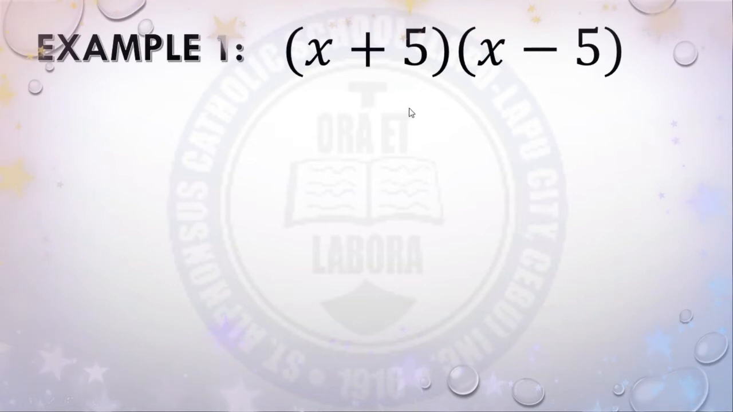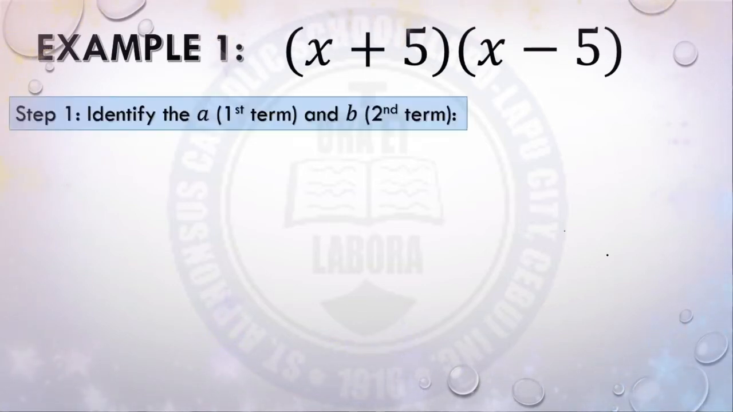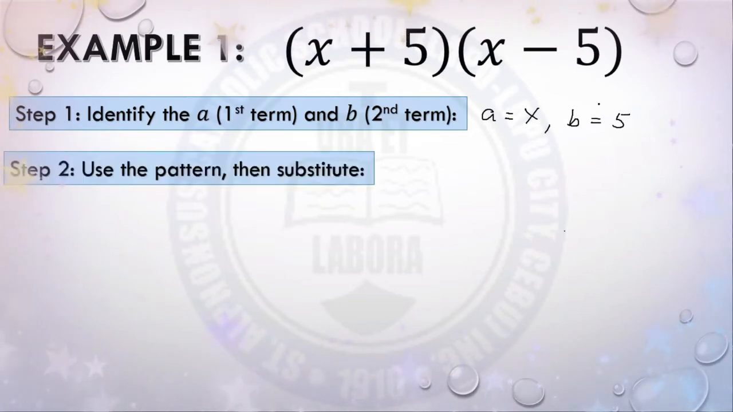Then we can follow the simple steps. Identify the first and last term. What is the first term? What is the last term? If your answer for A is x and your answer for B is 5, then you are correct. You can now proceed to the second step.